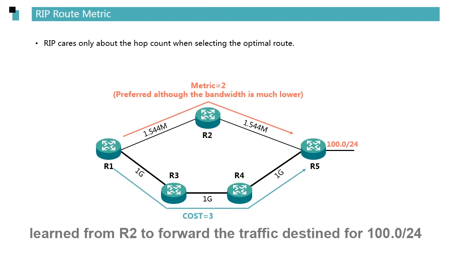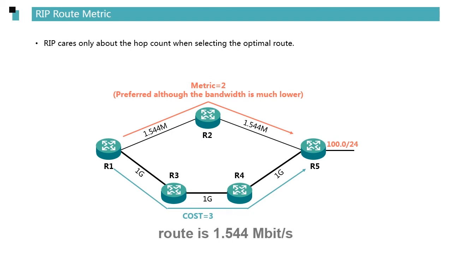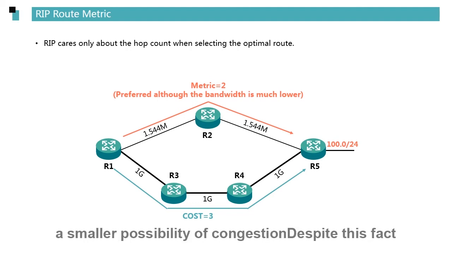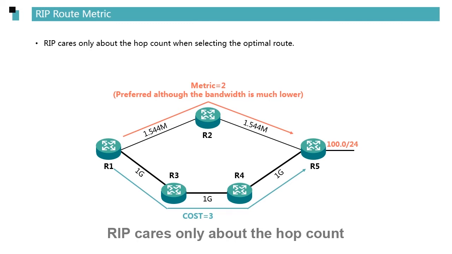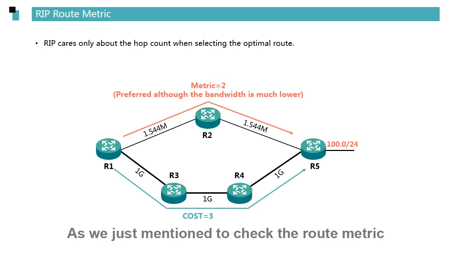for 100.0/24. However, the bandwidth of each link on the selected route is 1.544 megabits per second, whereas the bandwidth of each link on the other route is 1 gigabit per second. Obviously, the other route is better because it has a smaller possibility of congestion. Despite this fact, RIP cares only about the hop count when selecting the optimal route. This is one of the reasons why RIP is eliminated.